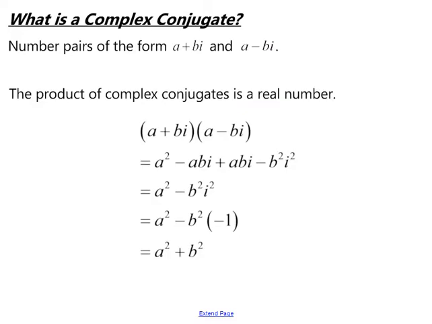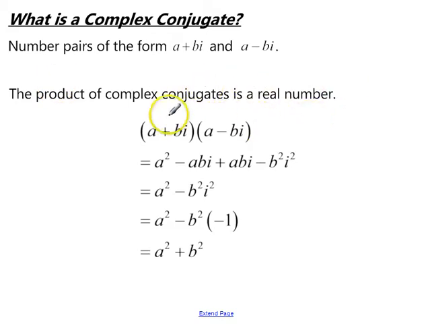Now let's talk about a conjugate. We want to know what a complex conjugate is. Number pairs of the form a plus bi and a minus bi are called complex conjugates. So we basically want the real number to be the same, and for the imaginary part, we want them to be exactly the same except for the change in sign. One is positive and one is negative. Now the question is, when are we going to use this? The product of complex conjugates is a real number.